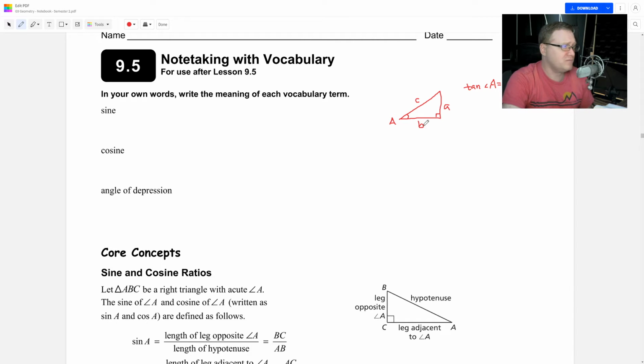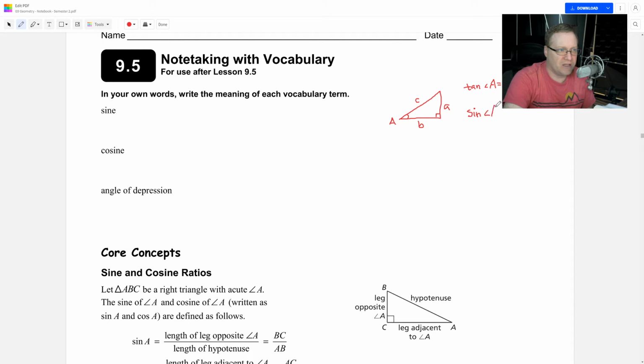Very useful. All right, so let's start off with the sine, S-I-N-E. Now, the tangent is the ratio of the two legs. The sine is the ratio of one of the legs to the hypotenuse. All right, which leg? Well, the opposite leg. So the sine is the ratio of the opposite leg, which is A for this one, and the hypotenuse, which is C.